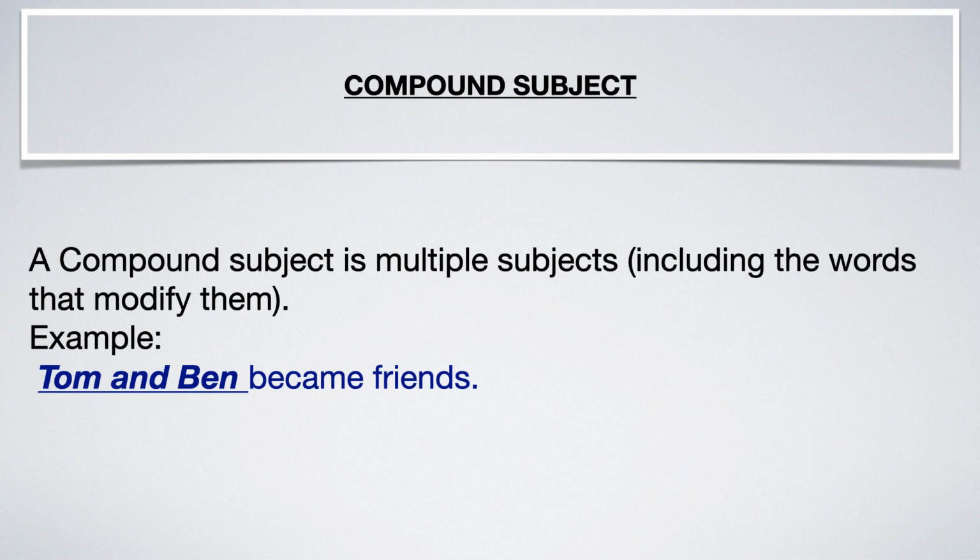Next, compound subject. A compound subject is multiple subjects, sometimes multiple nouns, including the words that modify them. While looking at the example you will understand. Example: Tom and Ben became friends. Here Tom and Ben are nouns. Here you can see multiple nouns, Tom and Ben, so we can call it a compound subject. If the sentence only contains Tom, we can call it a simple subject. Here it is a compound subject.